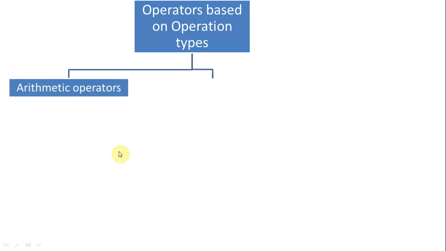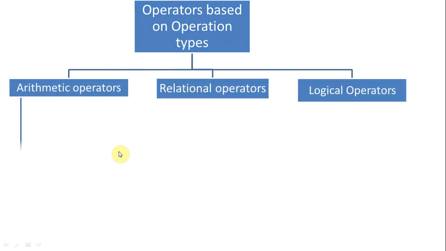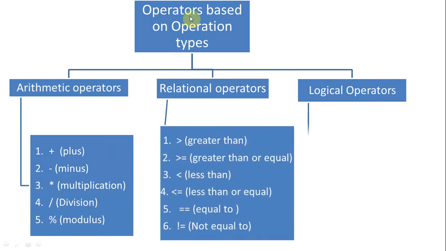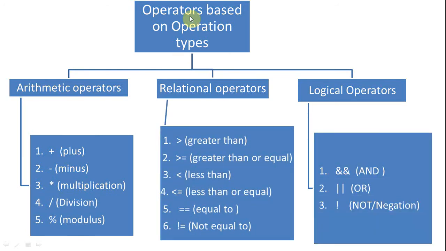Now we are going to see the various types of operators that we can use. First, we are going to categorize the operators based upon the kinds of operations they do. There are three categories: arithmetic operators, relational operators, and logical operators. Arithmetic operators are simple ones like plus, minus, multiplication, division, and modulus, which may sound unfamiliar to you because it is used to calculate the remainder after a division. We will see an example of this later on.